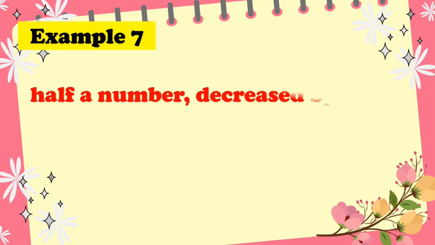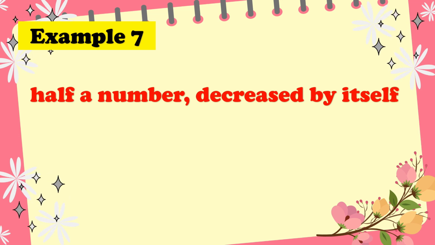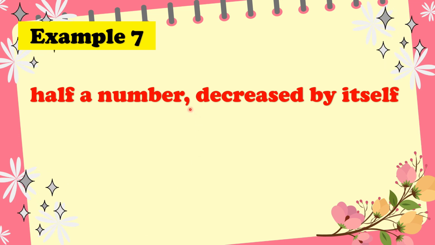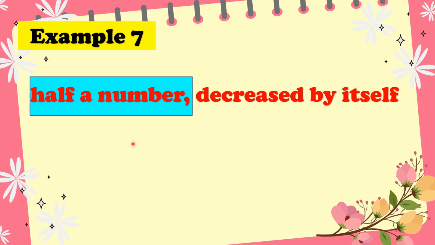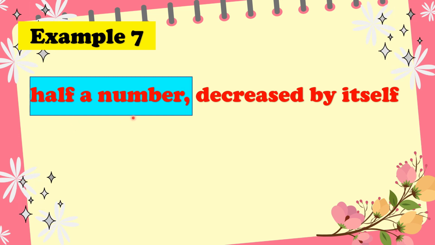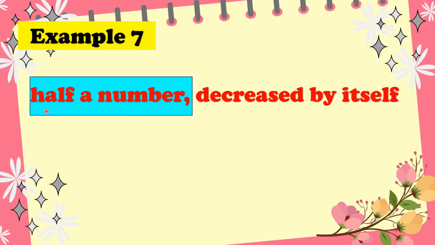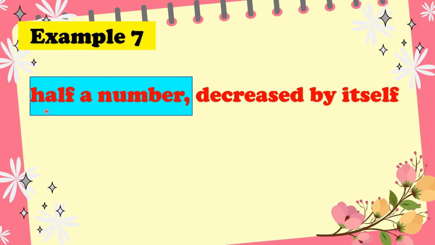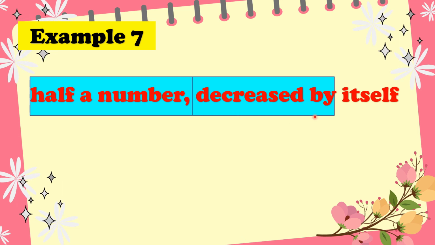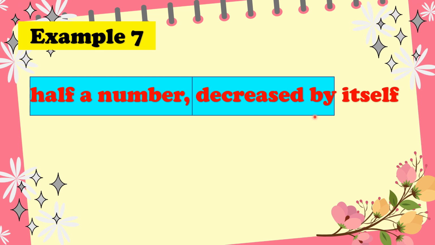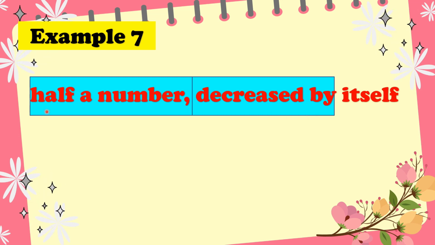Example number 7. Half a number, decreased by itself. Meron na naman tayong comma here, so indicator na meron tayong dalawang operation. Ang unang operation is half a number. So, hinati. Pag nakakita kayo ng word na half, it implies division. Yung pangalawang operation is decrease by. At ang decrease by ay nag-i-imply ng subtraction. So tara, i-translate muna natin yung naunang operation, which is half a number.